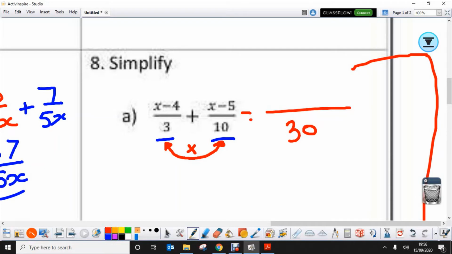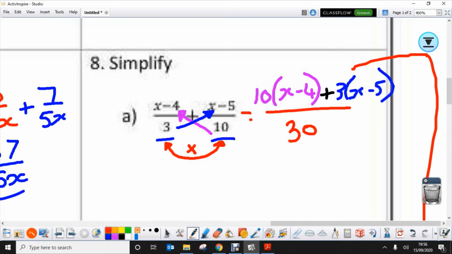Now, because I've multiplied the 10 and the 3 together, I've got to also multiply the top of the fraction by 10. So initially I'm going to write it out: 10 times (x minus 4). I'm putting a bracket in so that I can see what's happening. The next one, I've multiplied the 10 by the 3, so I need to multiply the top of the fraction by the bottom denominator. So 3 times (x minus 5). That's my first step done.